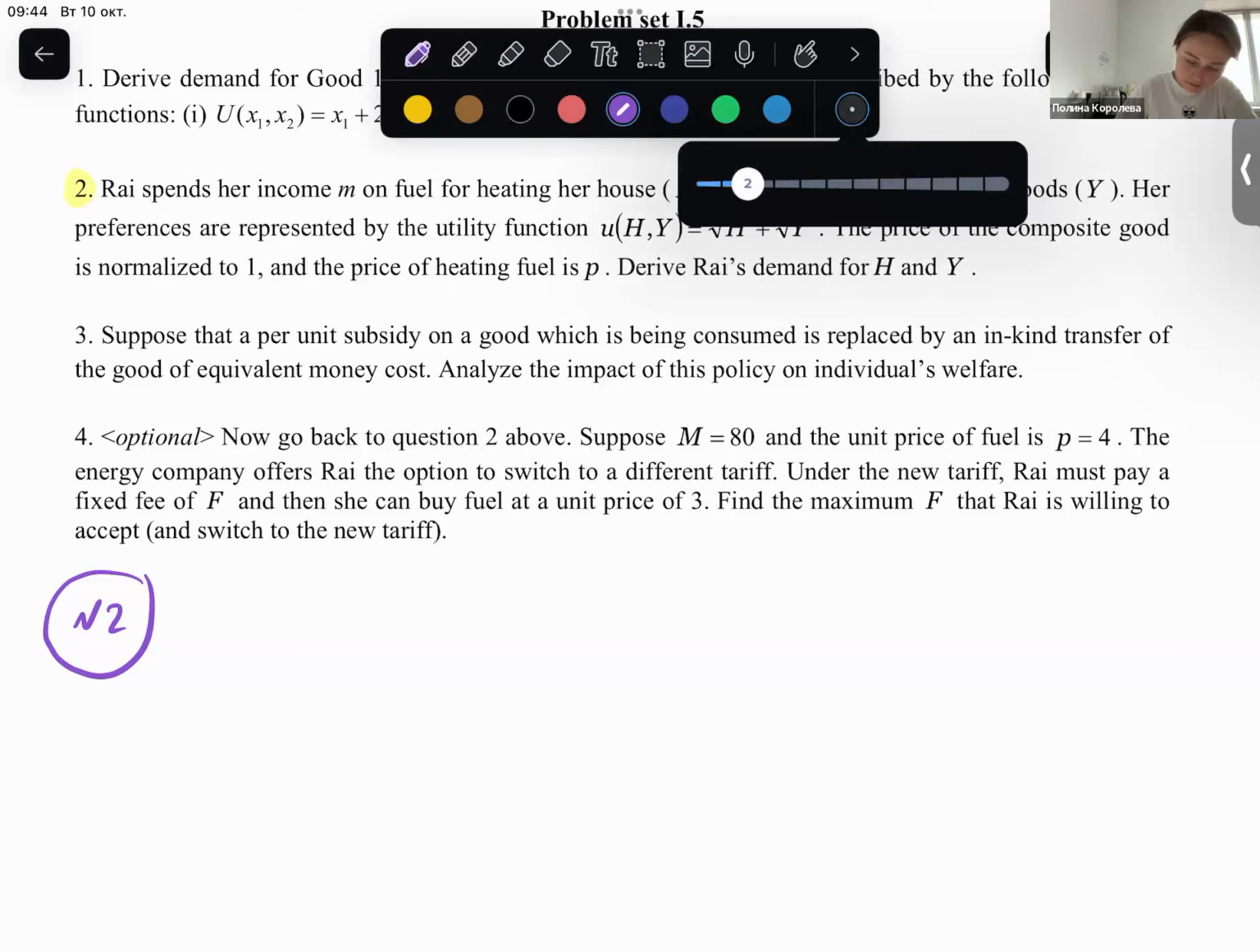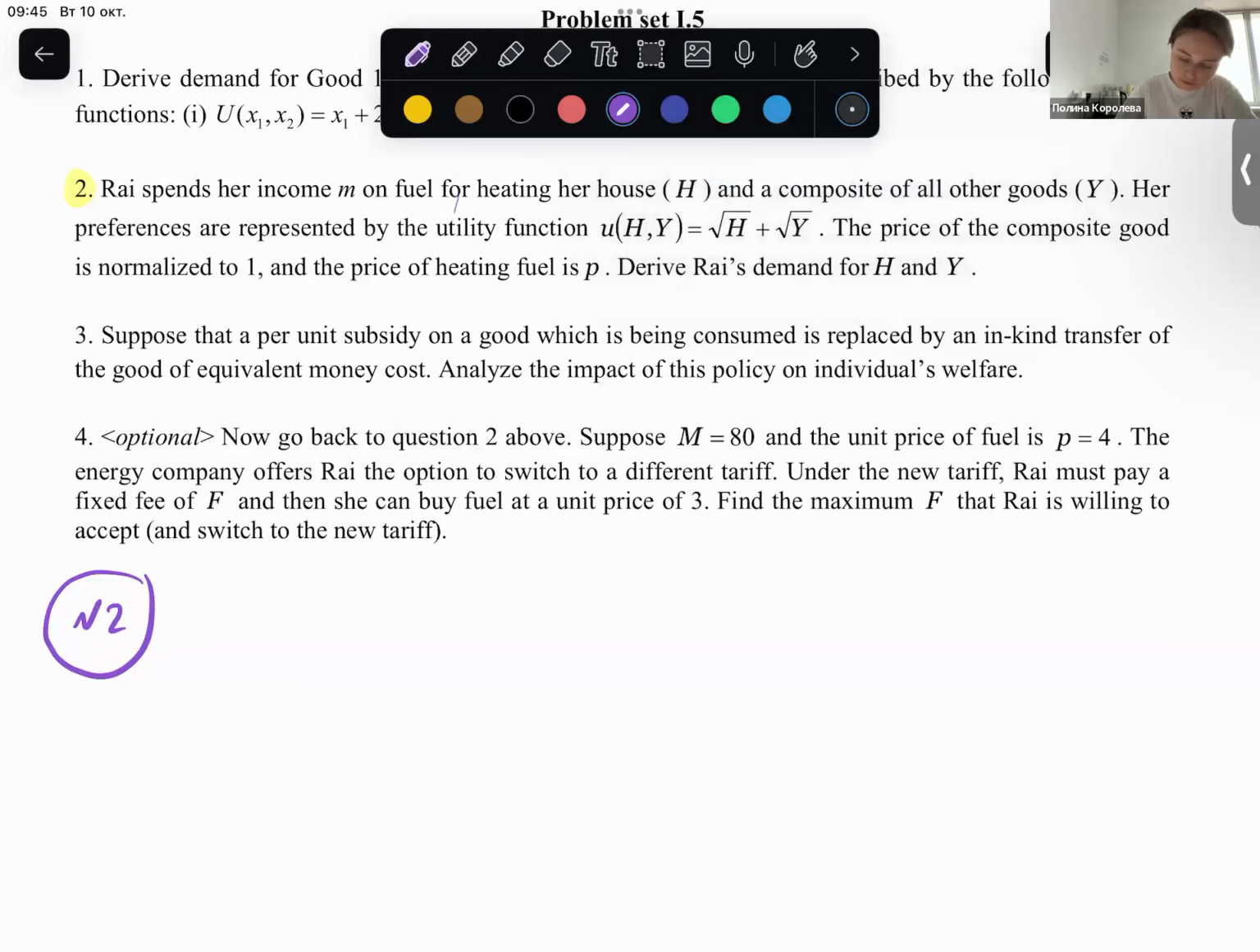Ray spends her income on fuel for heating her house and a composite of all other goods. Her preferences are represented by the utility function. So let's write down the utility function that depends on heating and consumption of the composite good. The price of the composite good is normalized to 1. So let's write down price of composite good equals 1, price of heating equals P. And we have monetary income. Derive Ray's demand for heating and composite good.